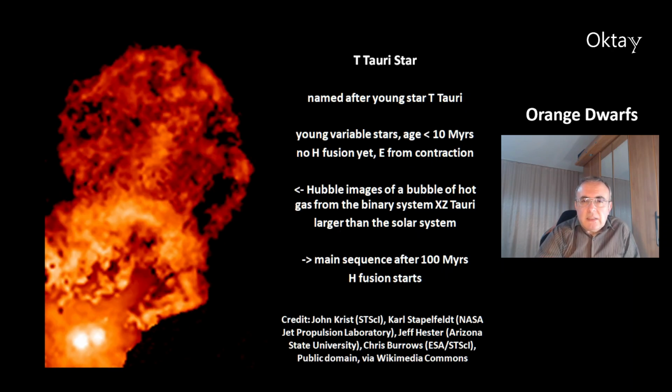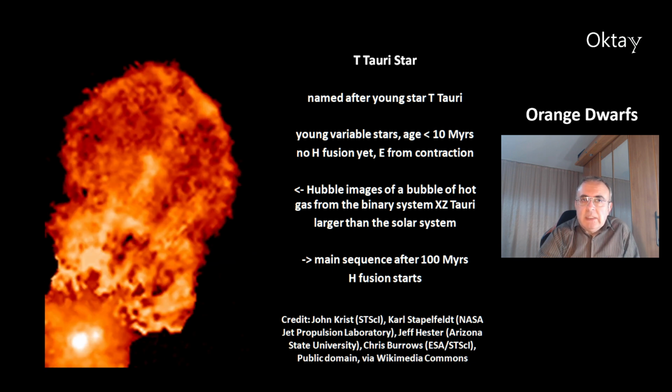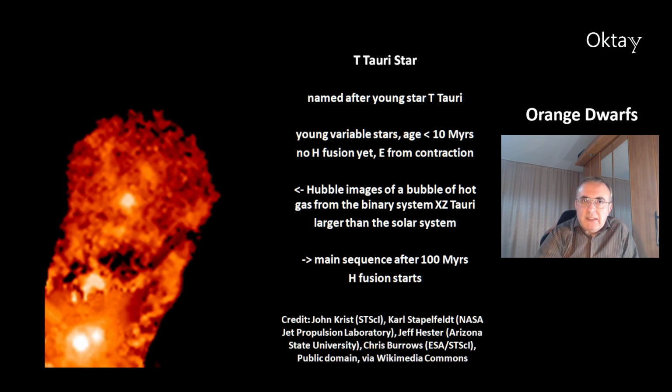This is an animation from Hubble images of these types of stars. These are called T Tauri stars. They're named after the young star T Tauri. These are young variable stars that are not older than 10 million years. So at this young age, there's no hydrogen fusion yet. The energy comes from the contraction of the star.